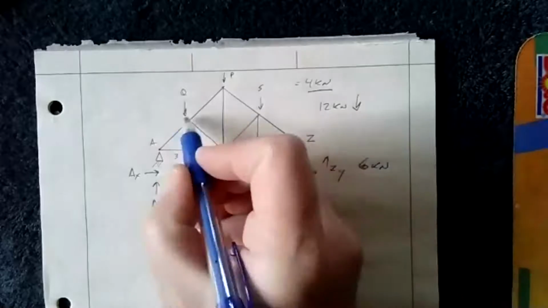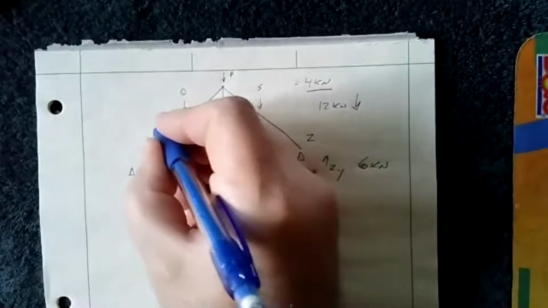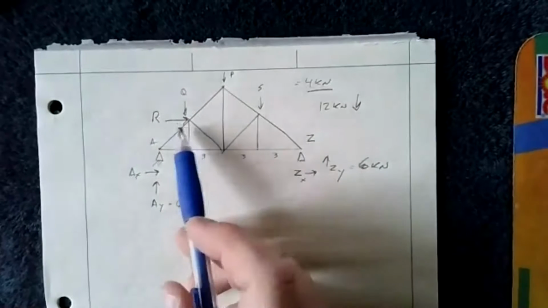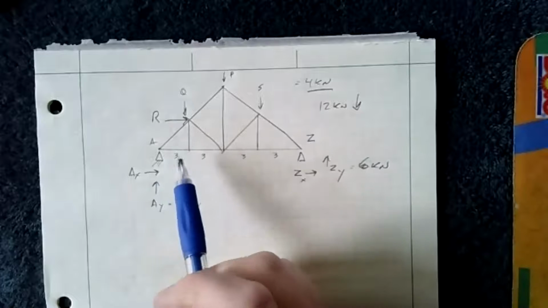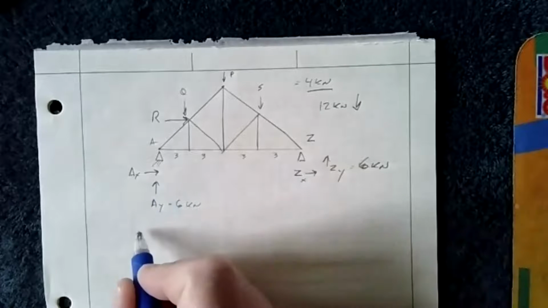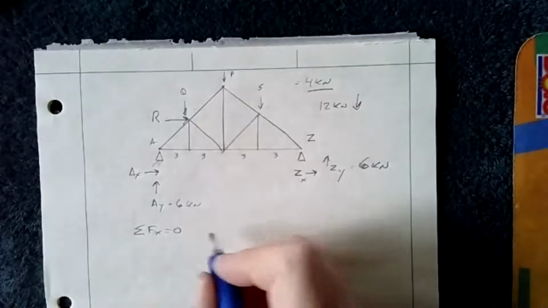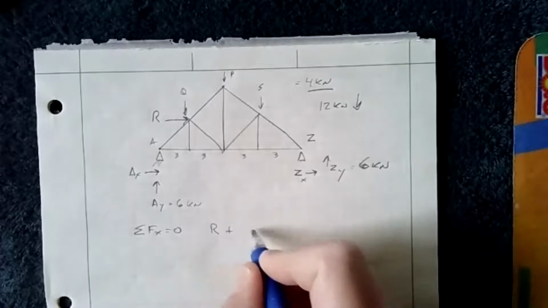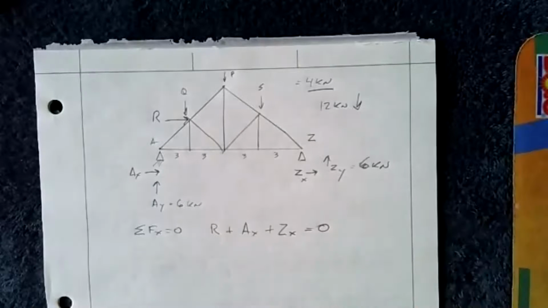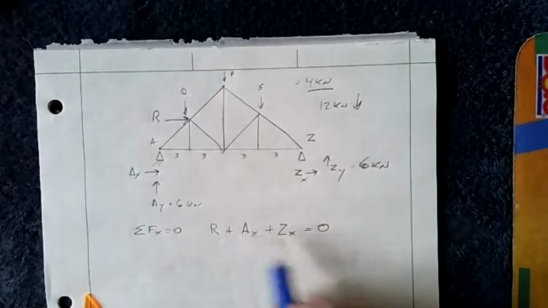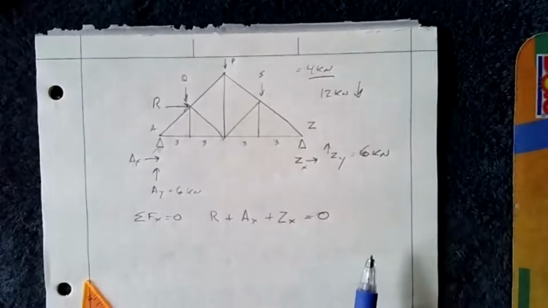Now let's imagine that for whatever reason we have a horizontal force applied here. We'll call that force R. Whatever the magnitude, it really doesn't matter, because in this configuration, all we can say if we sum the forces in the X to 0 is that R plus AX plus ZX equals 0. But we can't figure out this or this. We have no tools to do that with. Summing moments won't help us.